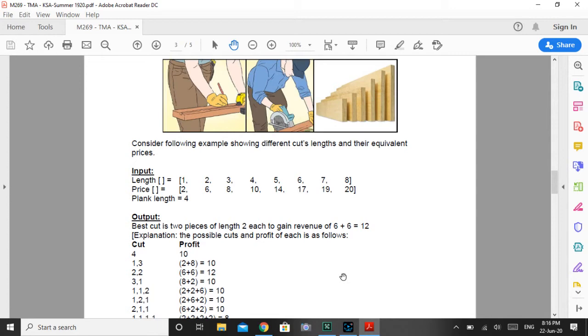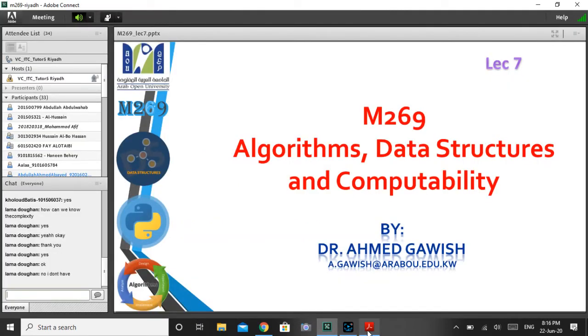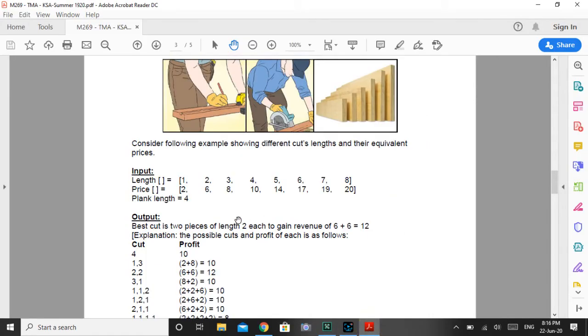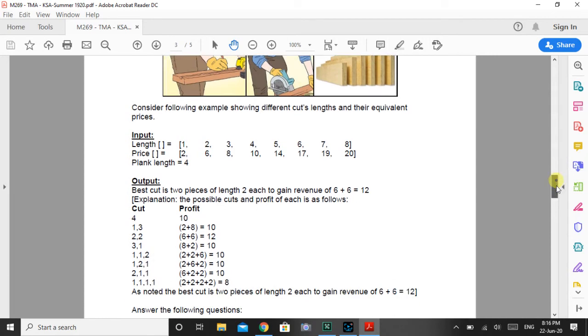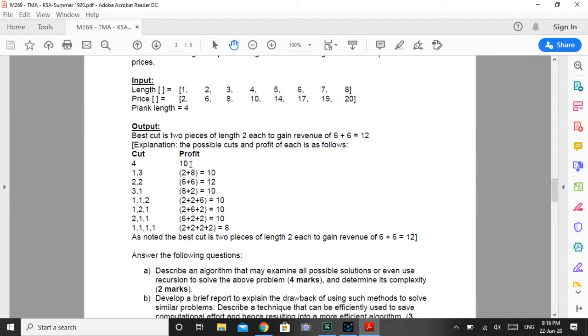So either you keep it as it is, this is one size because I have one cut which is 4, so I can leave it as it is. Then the customer will give me $10 because the piece of size 4 costs $10. So I will take $10. What are the other possible solutions? There are so many solutions. Actually, I can cut it into one piece of 1 meter and one piece of 3 meters. Then I can get another 10.